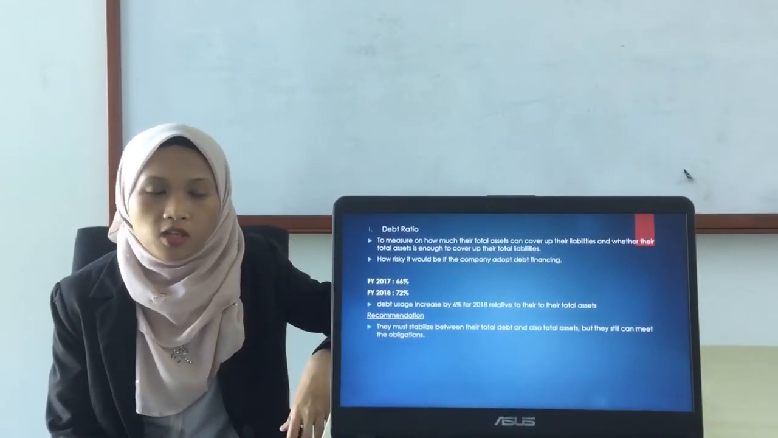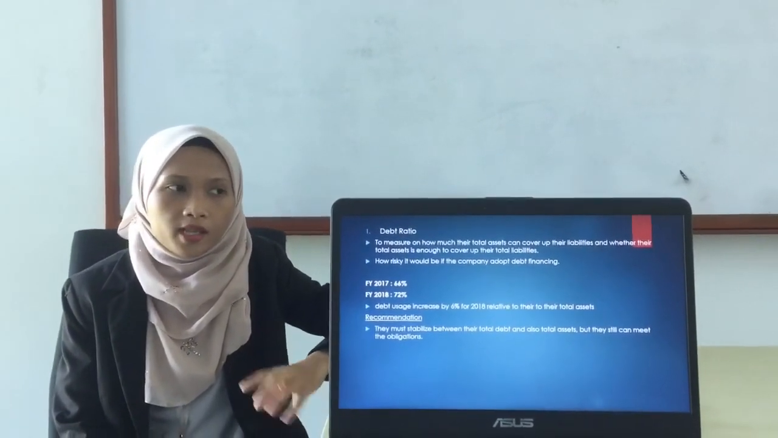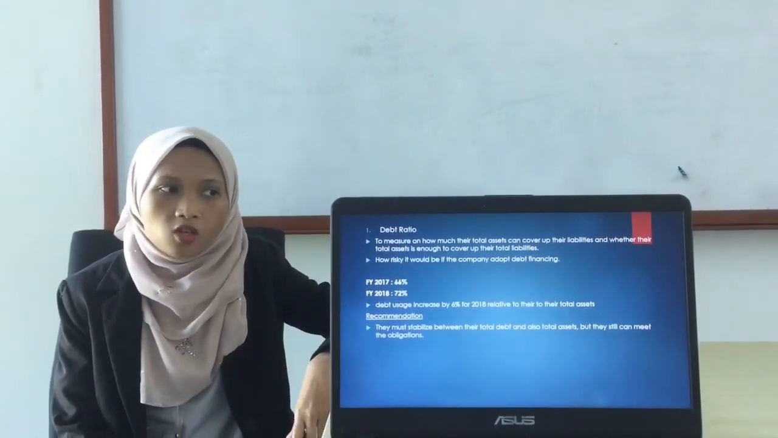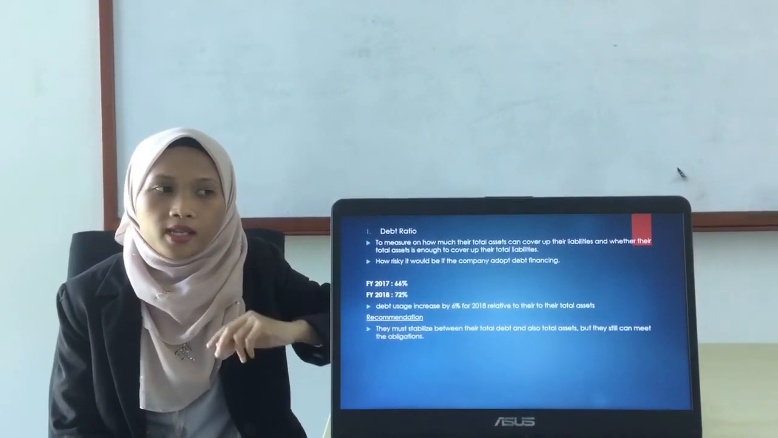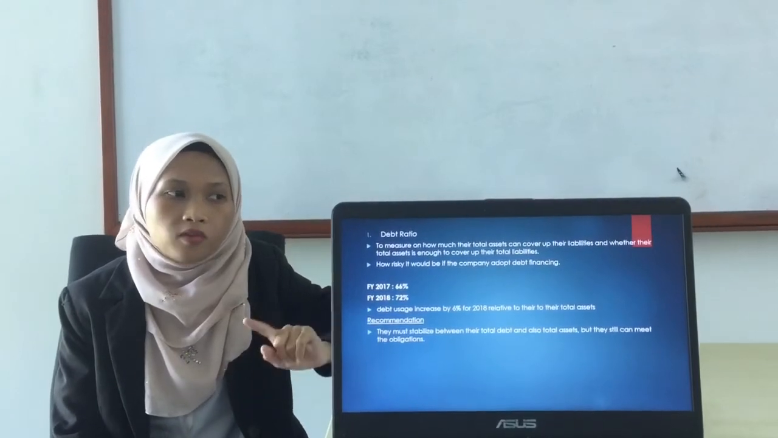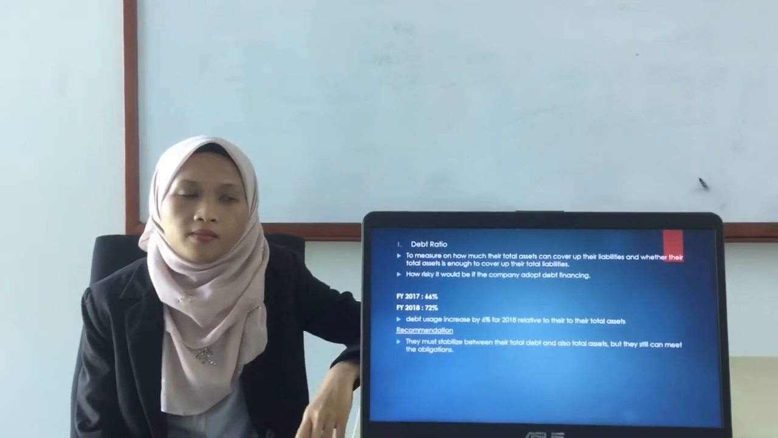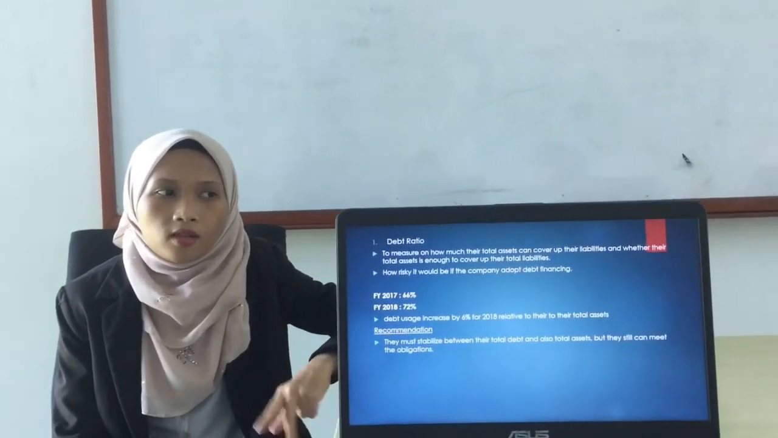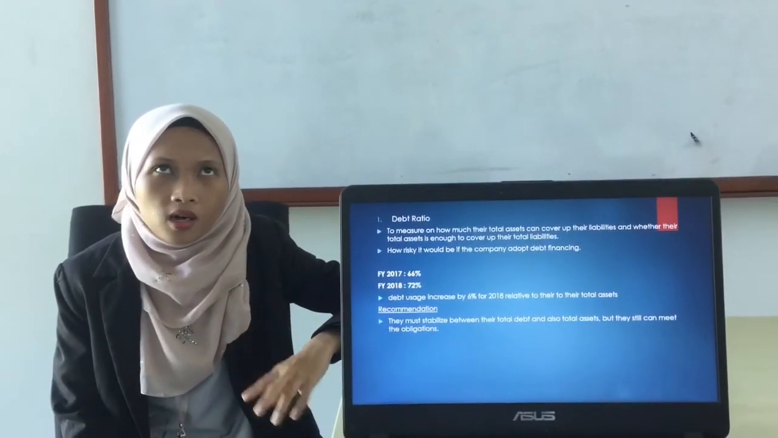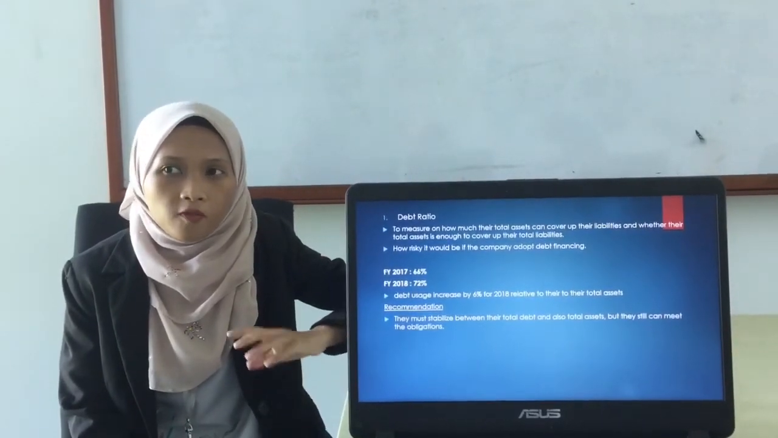Okay, for financial year 2017, they used about 66% debt, and for financial year 2018, they used 72%. So from this, we know that there is a slight increment between 2017 and 2018. Their debt usage also increased by 6% for 2018. That means they depend too much on debt. Almost three quarters of their financing comes from debt.